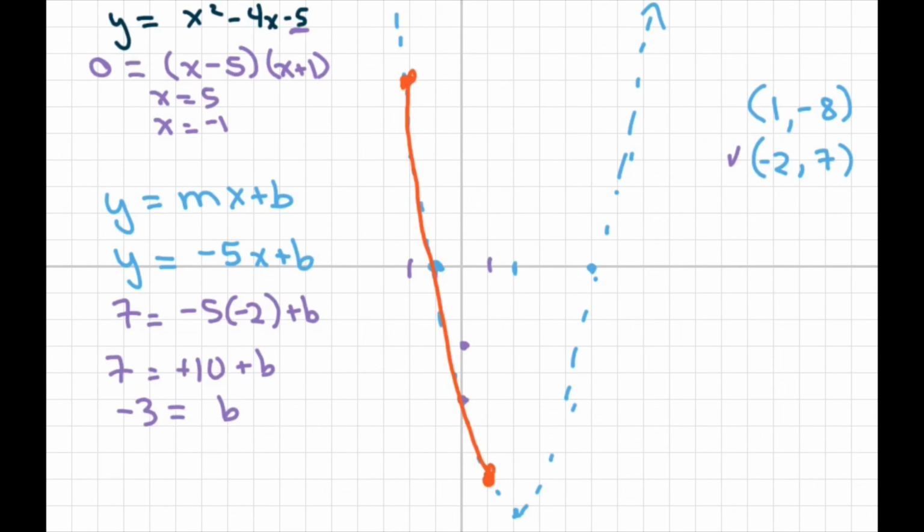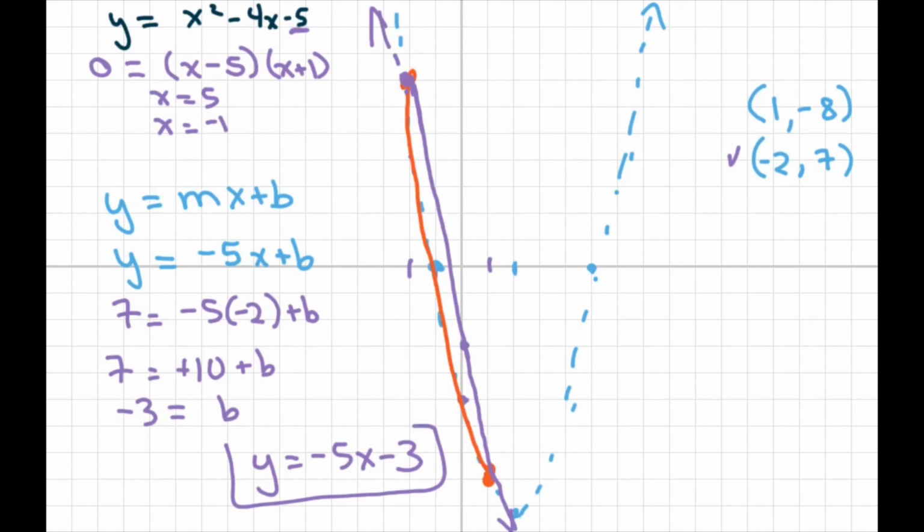So if I try to connect these 2 points, here's your secant line, with a slope of -5. It's going through that y-intercept there. And there it is. Now to get the equation of the secant line, what you want to do is extend that out. And now we have our equation, which is y equals -5x minus 3. And there's your graph, and there's your secant line.